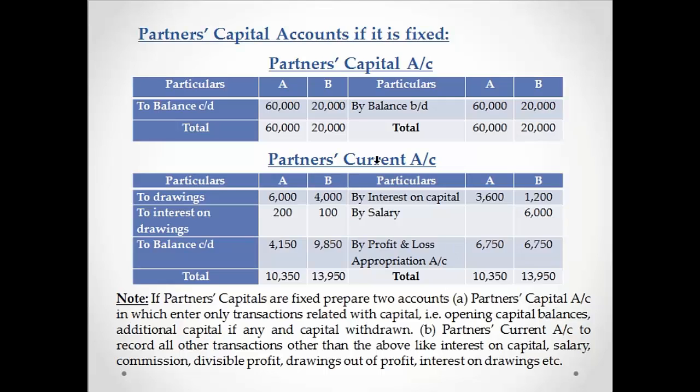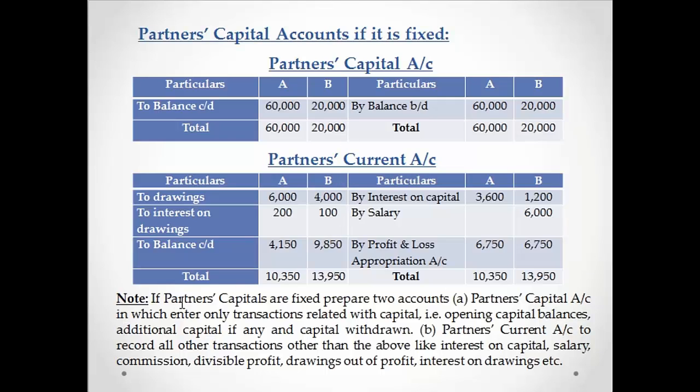So in the partner's current account, I am getting a closing balance separately for A and B. The closing balance which is coming in A's current account is 4,150, and the closing balance which is coming in B's current account is 9,850, and both are examples of credit balances in the partner's current account because the total of their credit side is more. Okay, so when we are following the method which is called the fixed capital method, we have to prepare 2 accounts. One is called the partner's capital account, one is called the partner's current account. I hope through my explanation the 2 accounts are okay for you.